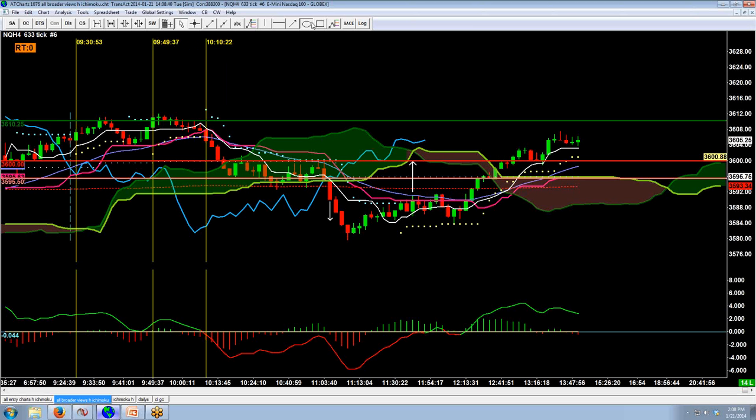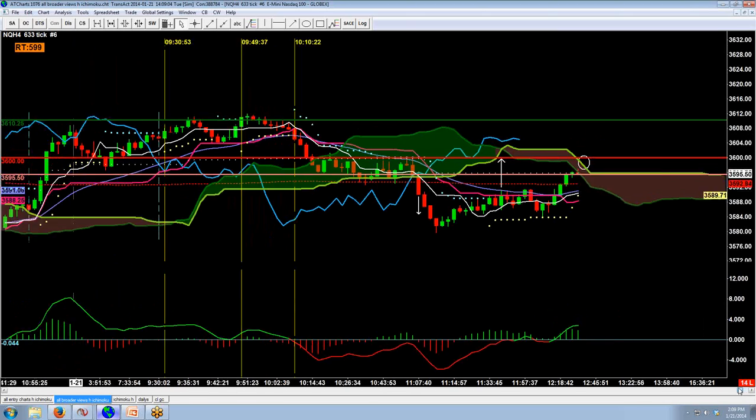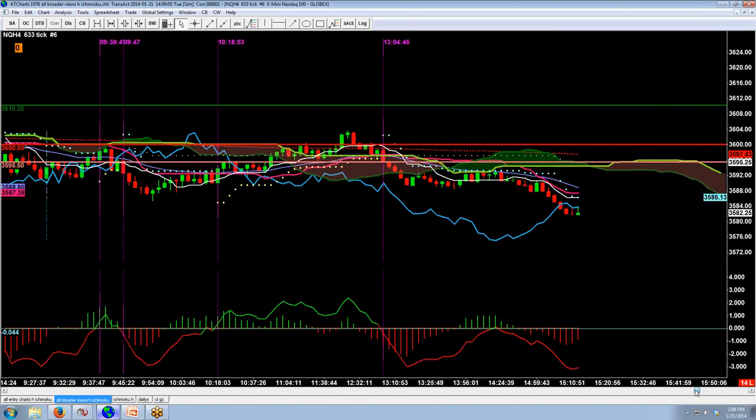Here you get a close outside the cloud right here, but you would be buying that right into that 3,600 area. So if you were to take that trade, you would have to be aware that you might get stuck there. So when taking the slinky trade, just be aware of where the support resistance areas are and if you've got room to take it. If not, then just take something off the smaller chart. Like if you scroll back here to Friday, let's look at Friday real quick.